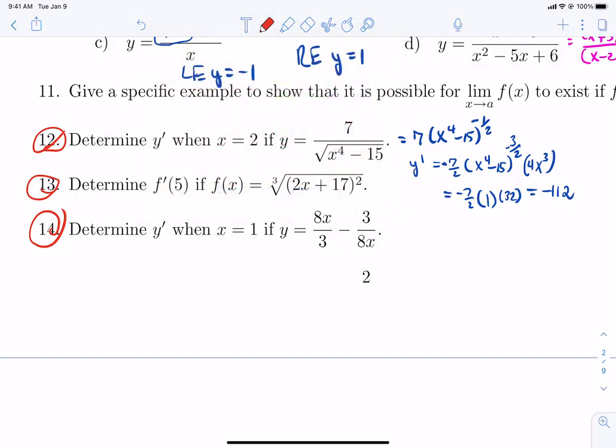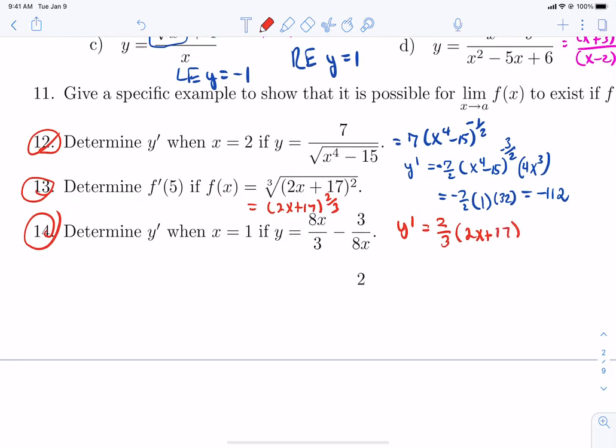Let's do a little rewrite. I think the rewrite should be 2x plus 17 to the 2/3. Remember, the power is your numerator, and your index is your denominator. So the 2 goes on top, 3 goes on the bottom. So when we do the derivative of 13, the power drops down in front. Leave the stuff alone. Drop the power down by 1. 2/3 minus 1 is negative 1/3. Don't forget to multiply by the derivative of the inside.